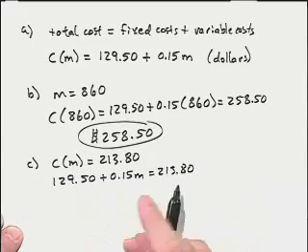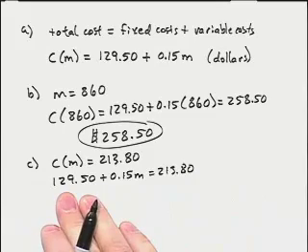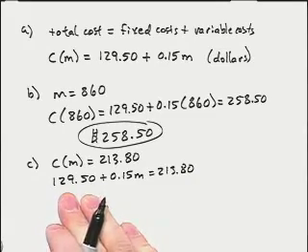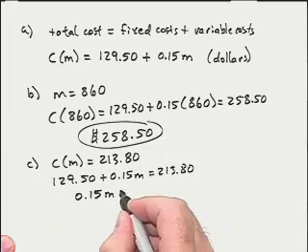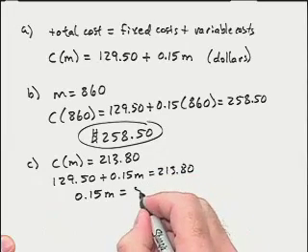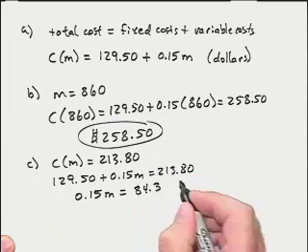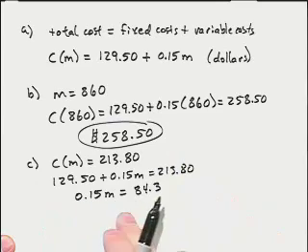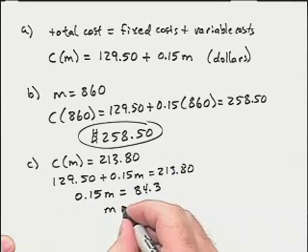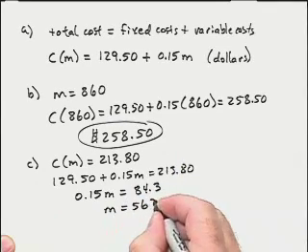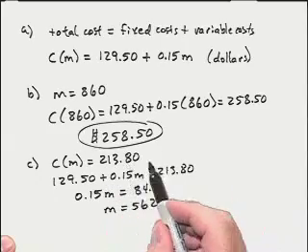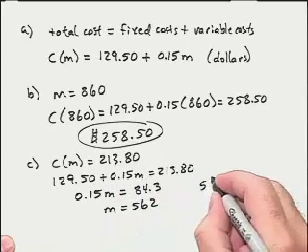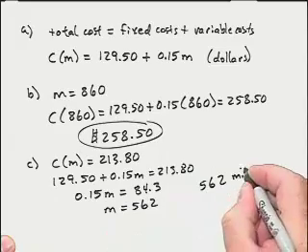213.80. We'll go ahead and subtract 129.5 from both sides. We get 0.15 M is equal to 84.3. Then we divide both sides by 0.15 to get M is equal to 562. So if the rental cost is $213.80, the number of miles driven was 562.